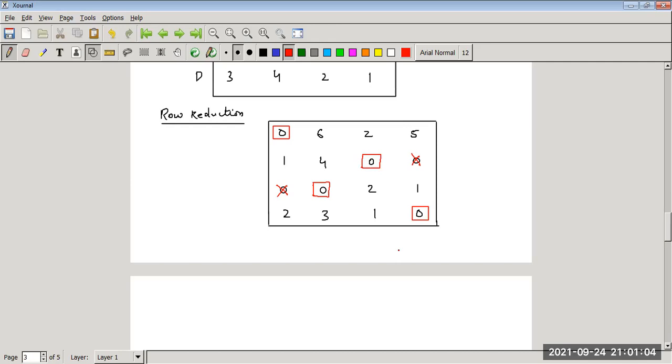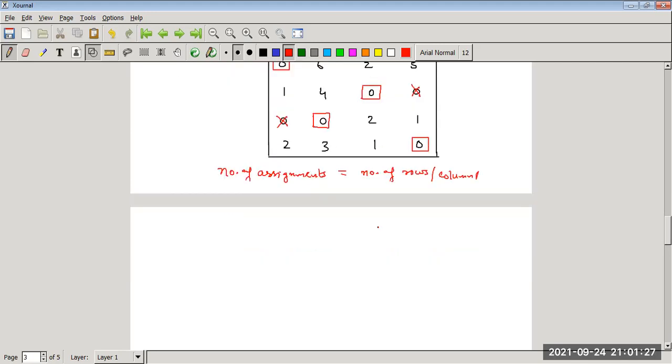So the order of the matrix is 4 and the number of assignments is equal to 4. So the assignment is done. The number of assignments is equal to the number of rows or columns. So now the assignment process is done. Now how can we assign the jobs?